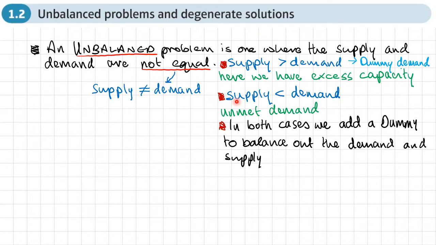And if we have the opposite case where the supply is less than the demand, or the demand is greater than the supply, we need to add another supply point to absorb this extra demand. So we would add another row in our table, and that will be a dummy supply. The demand is also like the depot or the destination, all begin with D.